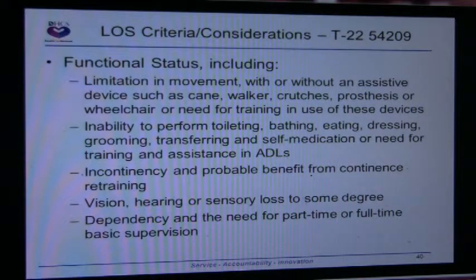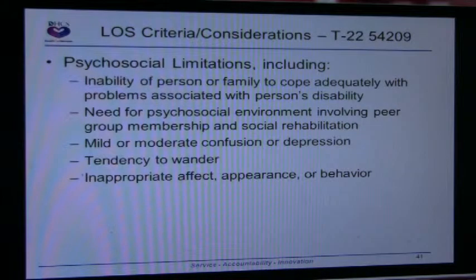There's also a section in 54209 on functional status, and it talks about the individual's need for assistive devices. Remember, the CEDT now has those assistive devices in there. And the inability to perform toileting. There's those ADLs, bathing, eating, dressing, grooming, transferring, incontinency and probable benefit from incontinence retraining, sensory loss, vision, hearing loss, dependency and the need for part-time or full-time basic supervision. These are things that are in the regulations that, again, go to how the individual's level of need may play into your authorization for services.